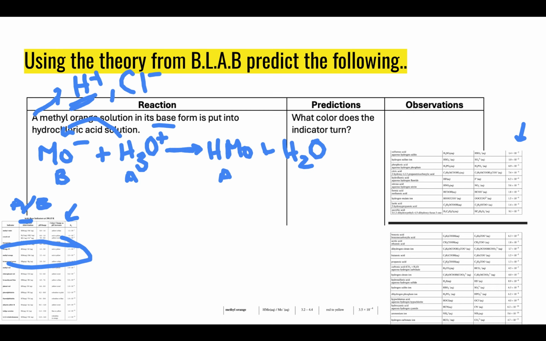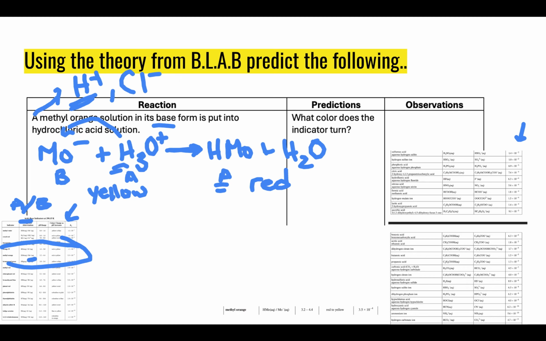Now, I'm putting my arrow in one direction because I added in that strong acid, so this would not be in equilibrium. Then when it asks about the colors, the base part of your ion is yellow. So this side would be yellow, and then the acid side over here would be red, I believe. Yes, it's red. It's hard to see.